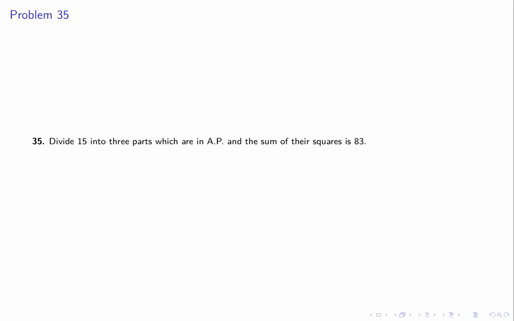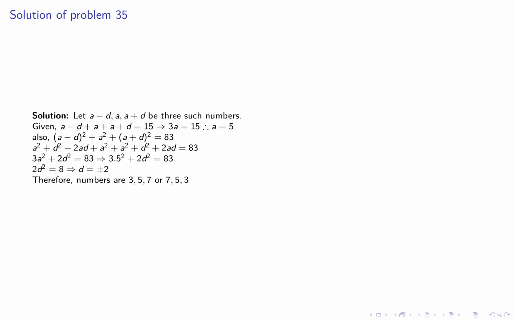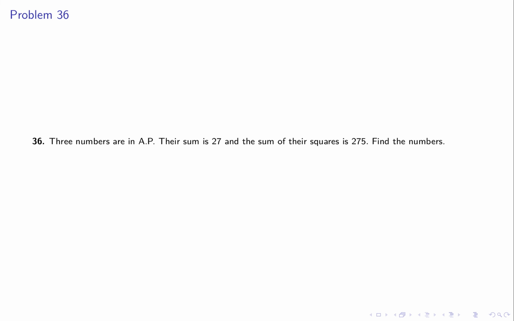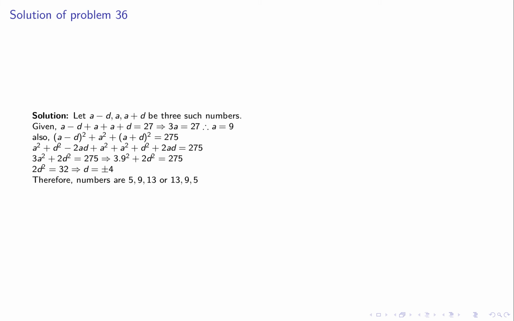Problem number 35 is to divide 15 into three parts which are in AP and the sum of their squares is 83. This is similar to the problem we have just solved and you can solve this. This is also similar to the problems we have solved, so you can look at the solution and solve this.